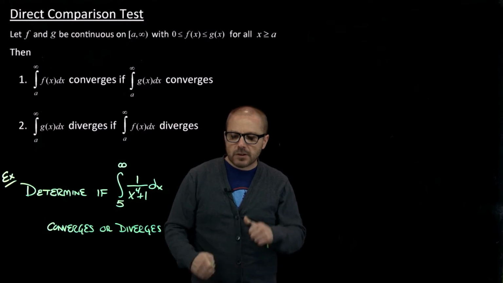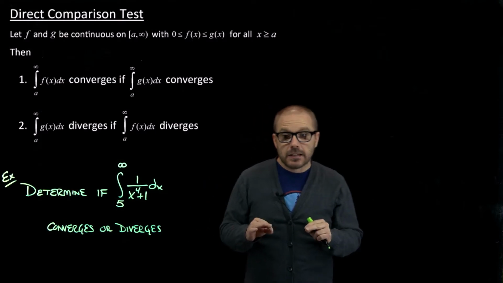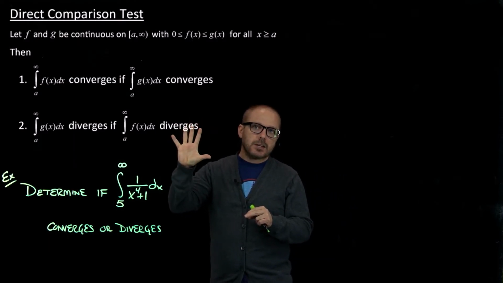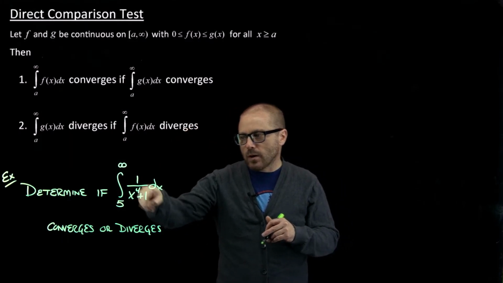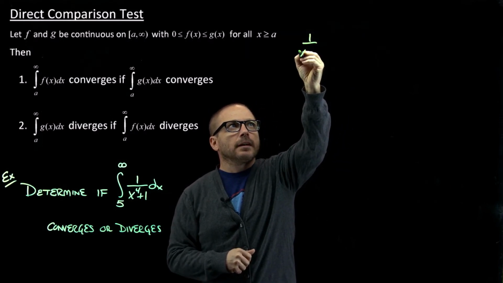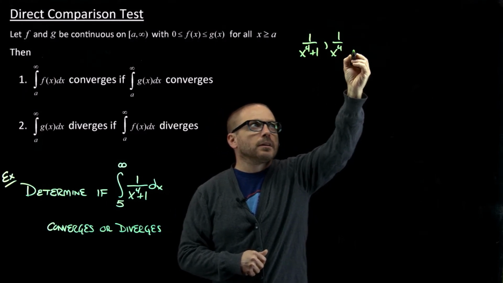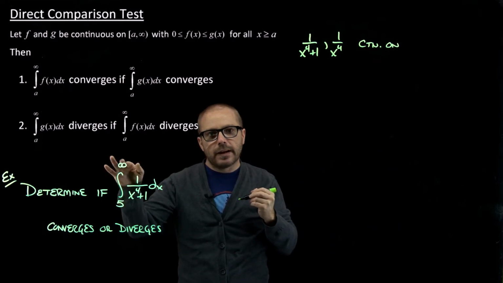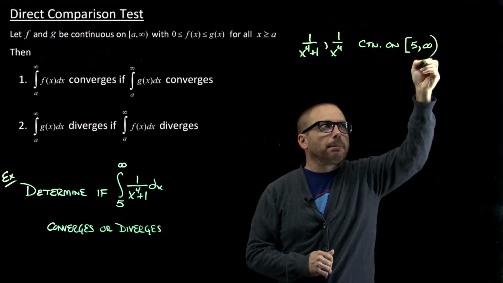So the first step is I want you to state that the conditions are met. Remember, for the direct comparison test, both those functions need to be continuous on the interval we're looking at. So 1 over x to the 4th plus 1 and 1 over x to the 4th, both those functions are continuous on this interval from 5 to infinity. So there's no problem there.